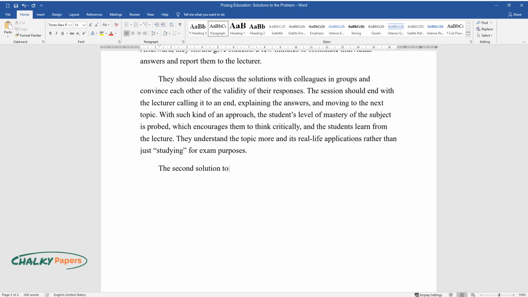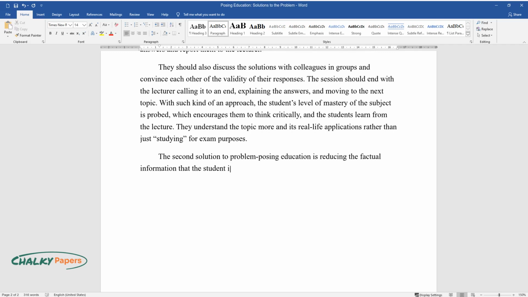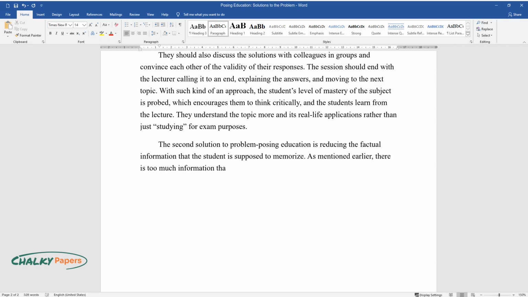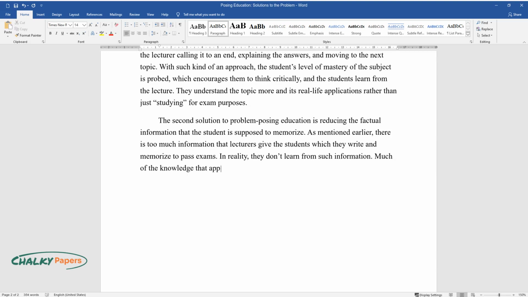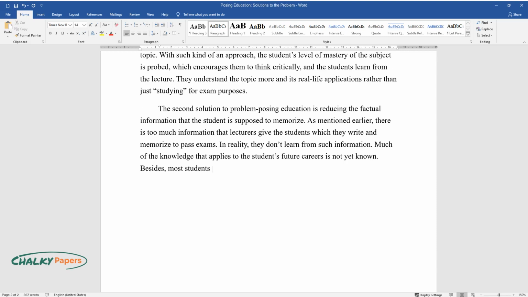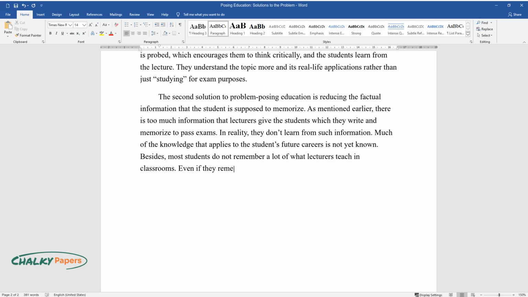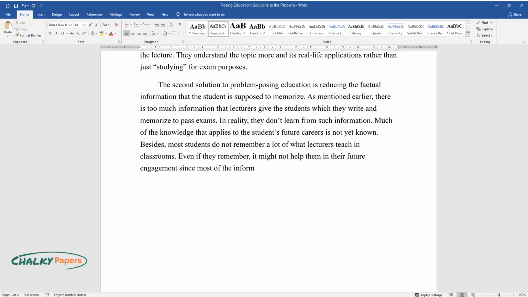The second solution to problem-posing education is reducing the factual information that the student is supposed to memorize. As mentioned earlier, there is too much information that lecturers give the students which they write and memorize to pass exams. In reality, they don't learn from such information. Much of the knowledge that applies to the students' future careers is not yet known. Besides, most students do not remember a lot of what lecturers teach in classrooms.